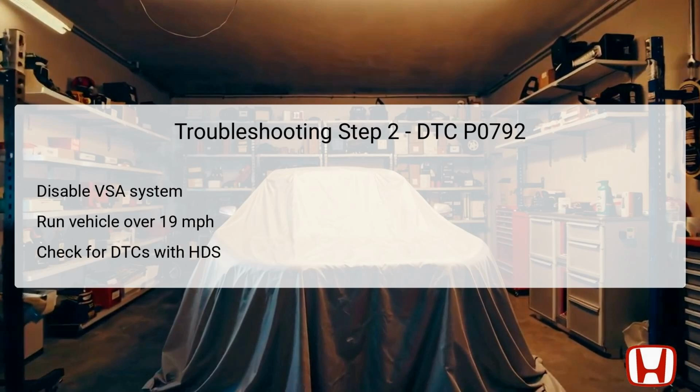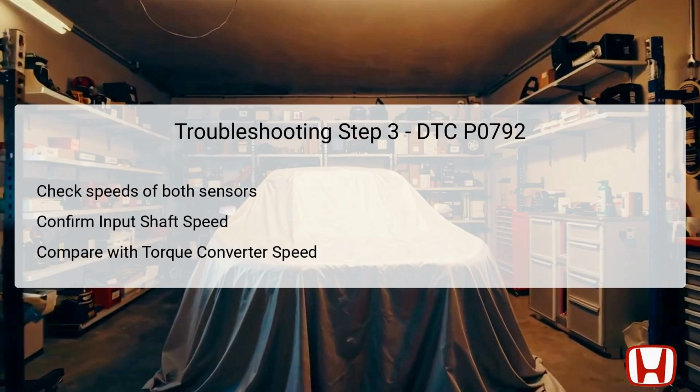After completing the test run, employ the HDS again to check for any pending or confirmed DTCs. If DTC P0792 reappears, it confirms the presence of an ongoing issue, allowing further investigation into the specifics of the failure. This step is essential in establishing whether the problem is consistent or intermittent.